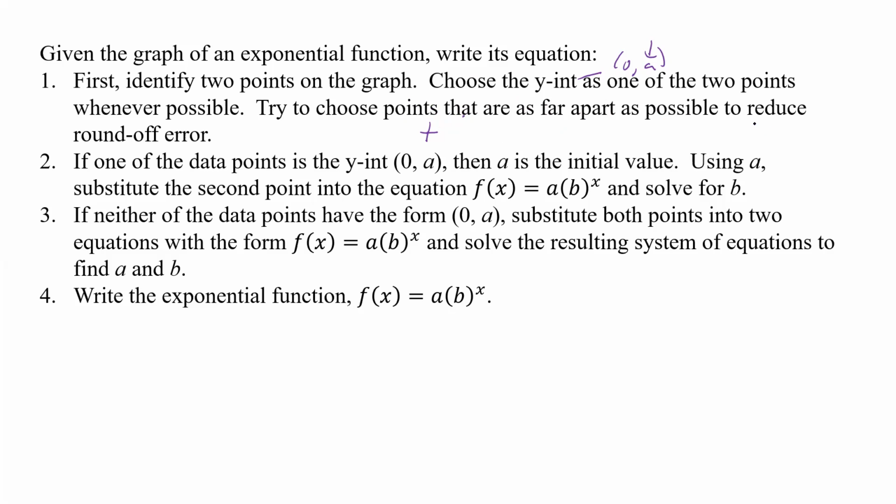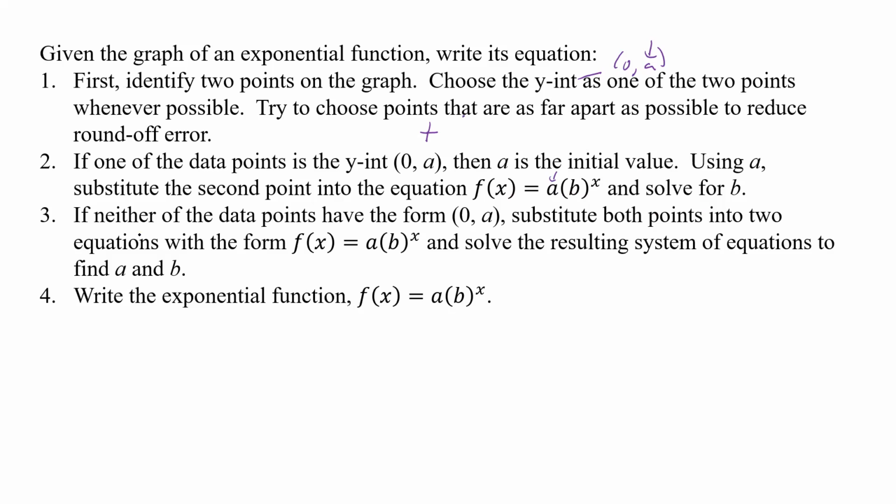Now, if one of the data points is the y-intercept, the 0 comma a, then a is our initial value. We don't have to do too much. And then using that a, we substitute that into here, and then we plug in our x and y, and we solve for b. Okay. And so then after that, we can plug in, and we'll have our f of x equals a times b to the x, and we have our function.